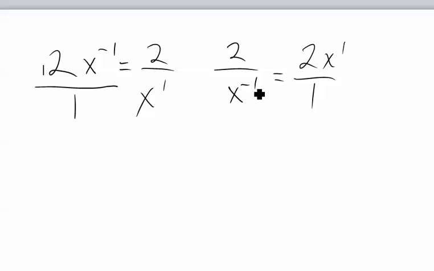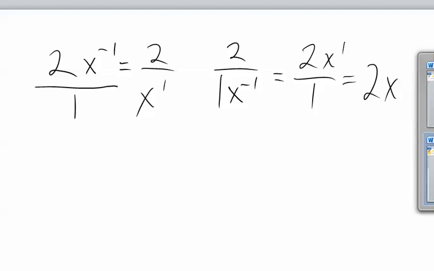There was nothing left down there, but that doesn't mean there's a 0 down there. That means there's a 1 down there, because we can understand that there's a 1 here in front of this. And since it's over 1, we don't need to write that, so it just becomes 2x to the 1, which we could just write as 2x. So here we go on the worksheet.